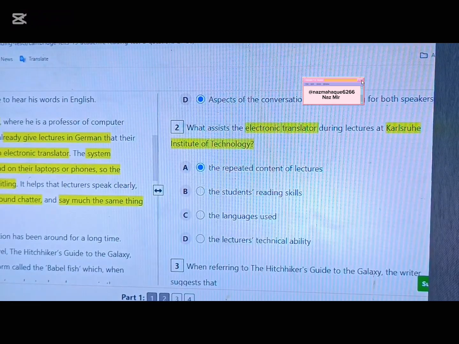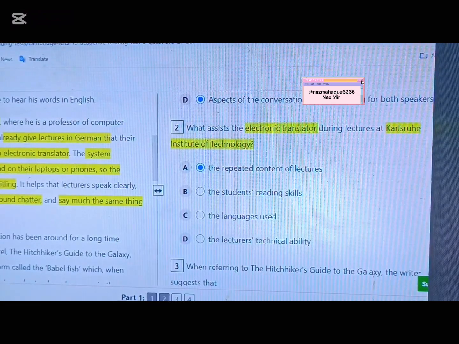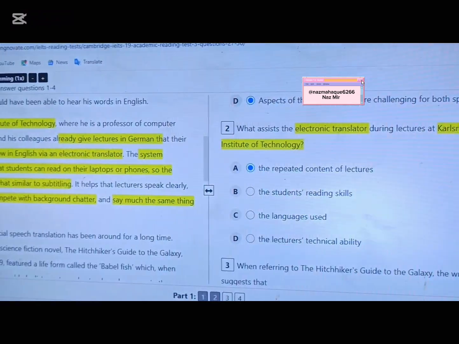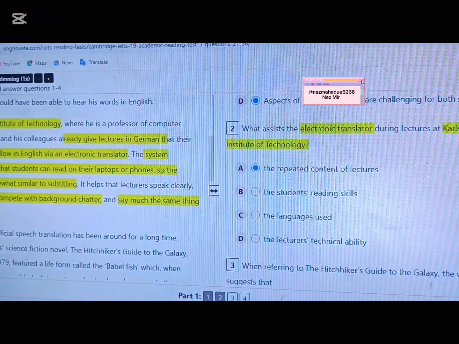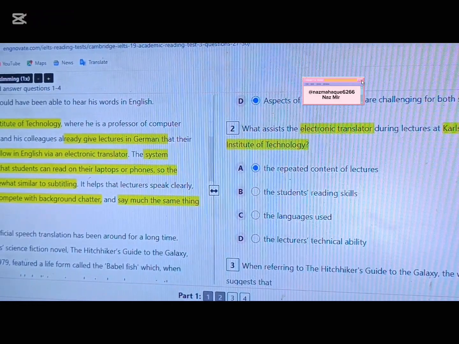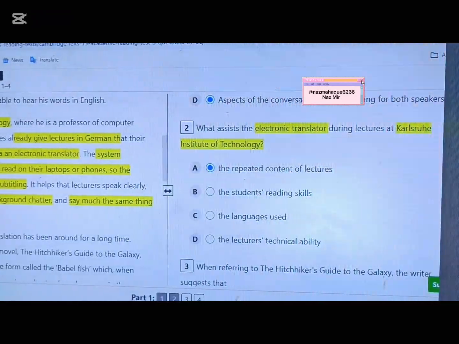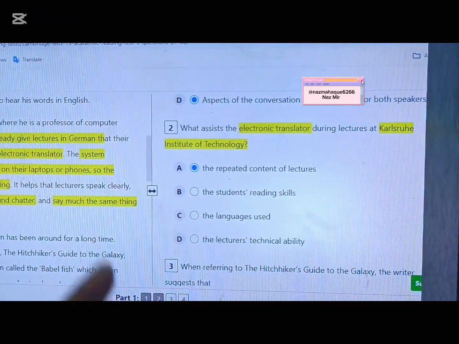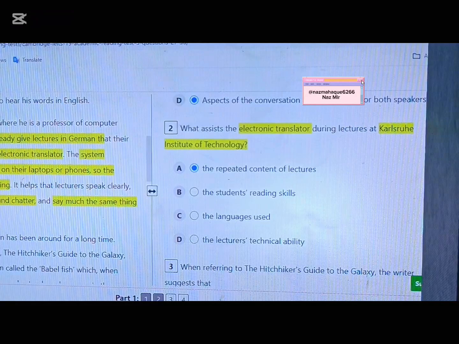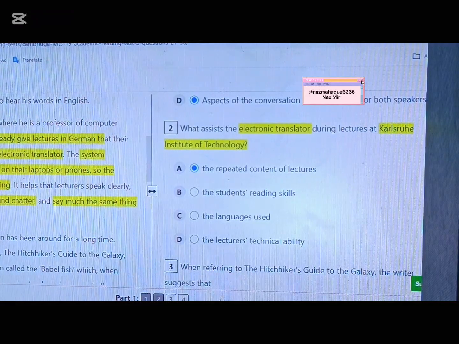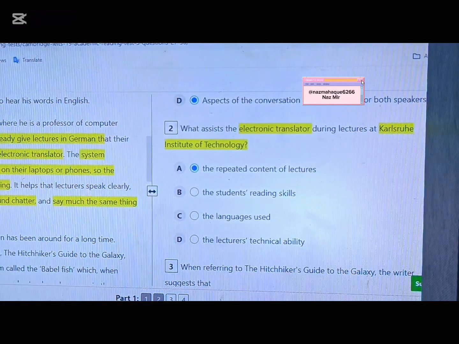So our first option is the repeated content of lectures. As you can see, it has been said that they say much the same thing each year. Same thing, it means that they are repeating the same things, which means they are also repeating the same contents of their lectures. So this is our answer, but we are also going to look into the other three options as well. The students' reading skills.